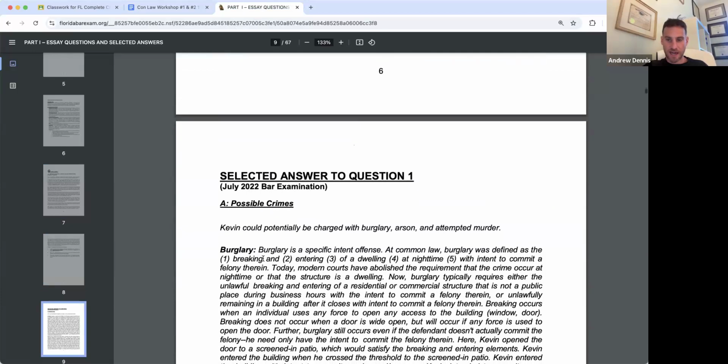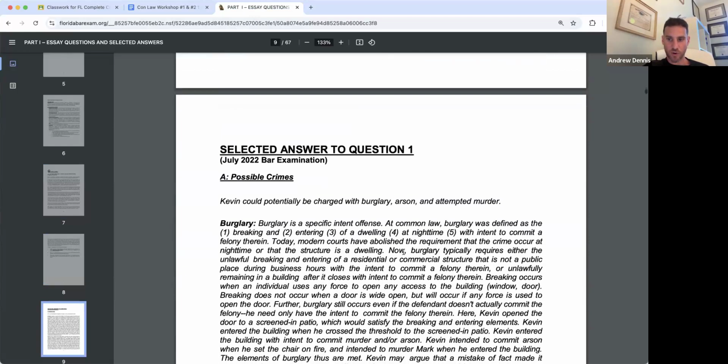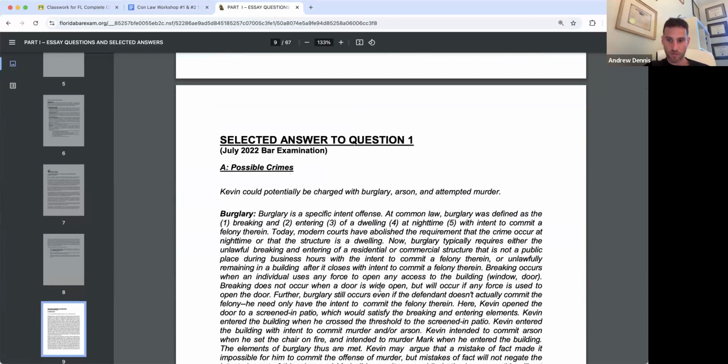Burglary, specific intent. At common law, burglary was defined as the breaking and entering of a dwelling at nighttime with the intent to commit a felony therein. Today, modern courts have abolished the requirement that the crime occur at nighttime or that the structure be a dwelling. It typically requires unlawful breaking and entering, pretty much just trespass, plus the intent to commit a felony. Breaking occurs when an individual uses any force to access an enclosed building. It does not occur when the door is wide open, but it will occur if any force is used to open the door. Further, burglary still occurs even if the defendant doesn't actually commit the felony. You only need the intent.